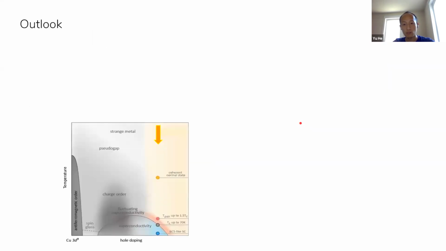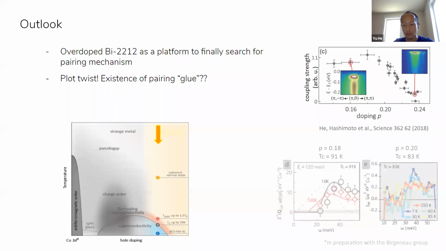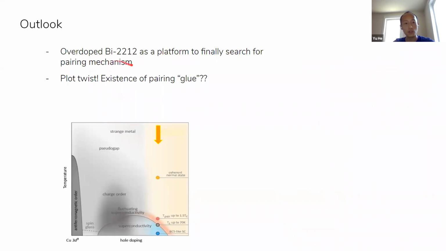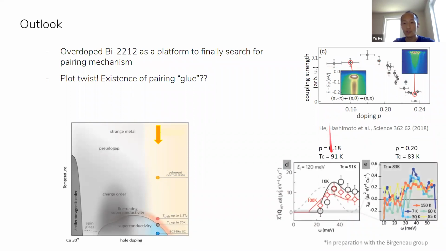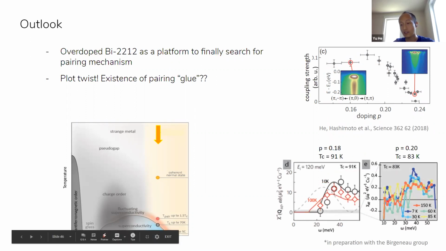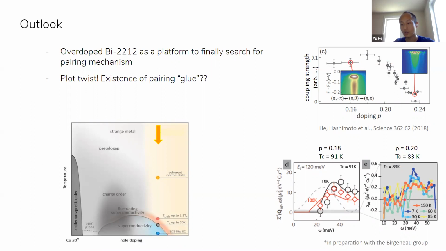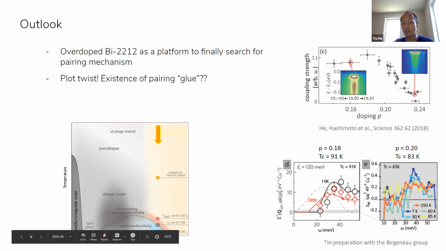I'm going to go to the outlook and try to stimulate some thoughts. First, we intend to promote the overdoped BSCCO as a platform to finally search for the pairing mechanism, now that the normal state property and superconducting state property start to behave very well. But there's a plot twist: we looked into the electron-phonon coupling strength, which plummets in the overdoped range, and also measured, with Bob Birgeneau's group in Berkeley, the magnetic excitation strength in BSCCO.